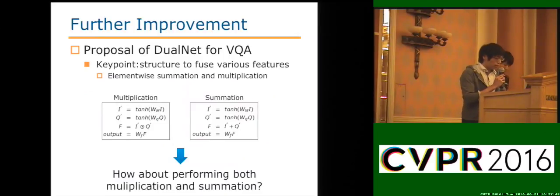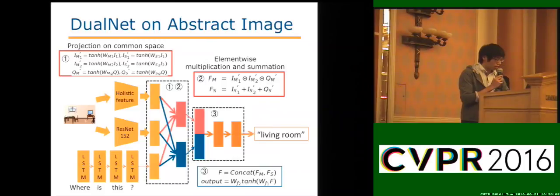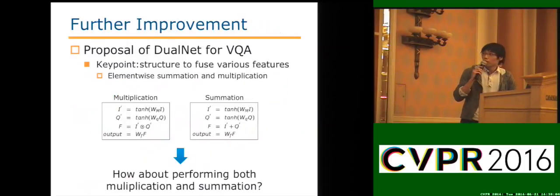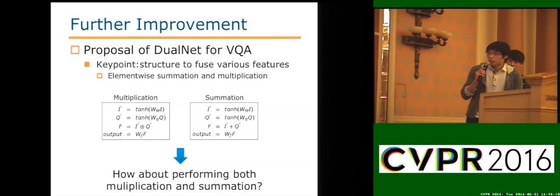We implemented some ideas of network on visual question answering and achieved further improvement compared to the result of the challenge. We call this proposed network DualNet. The key point in our idea in this visual question answering network is the structure to fuse various features.